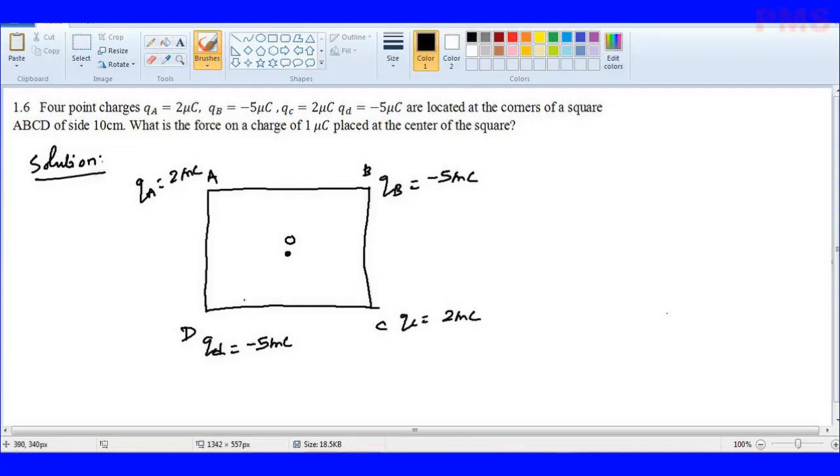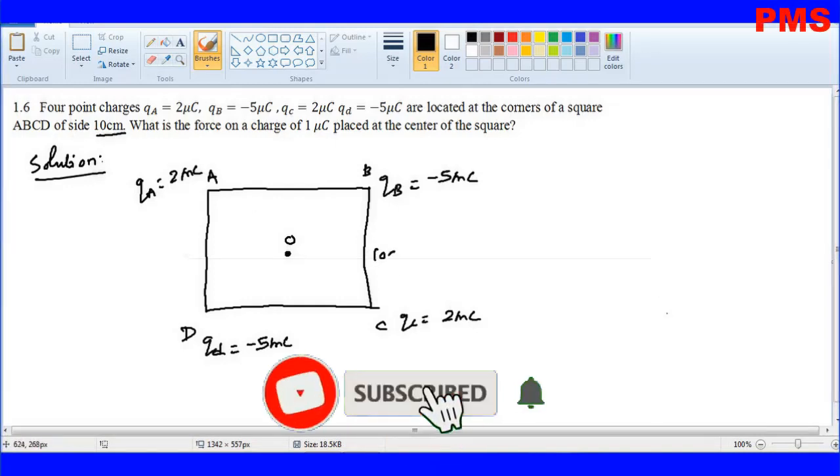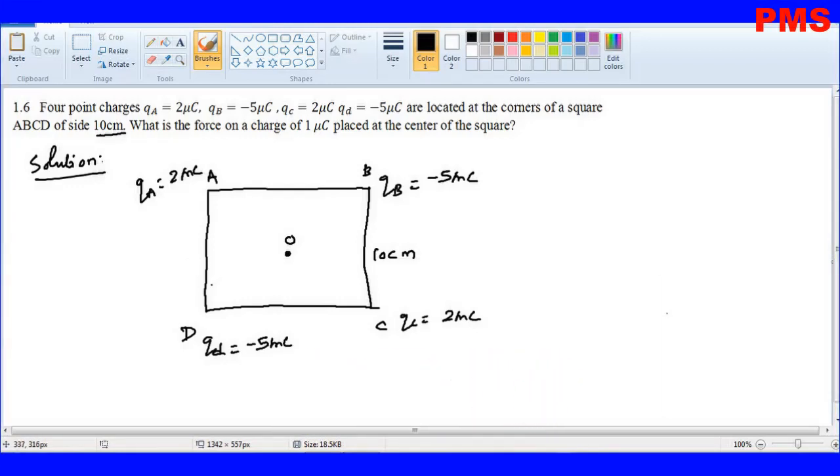I can draw an imaginary line through the center of the square. It's like a midpoint. Here is the origin, it's O. You can see the distance between the two charges, the side, is 10 cm. I have written B to C as 10 cm, same for every distance. You can see the image of the diagram.